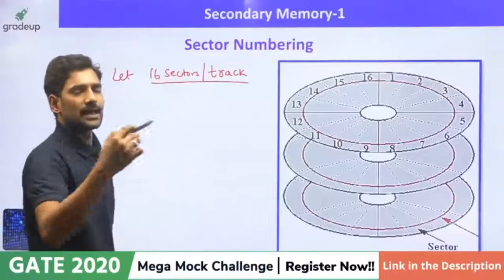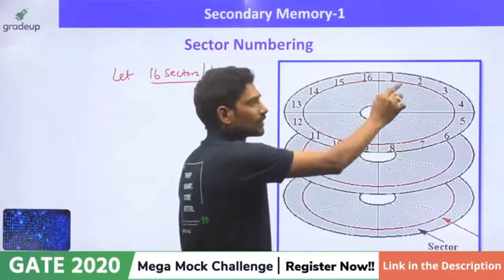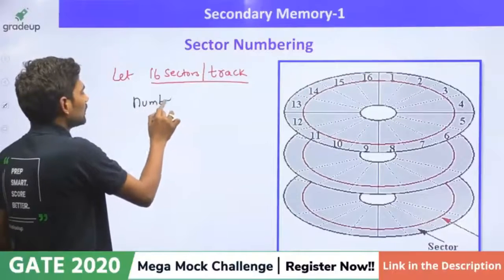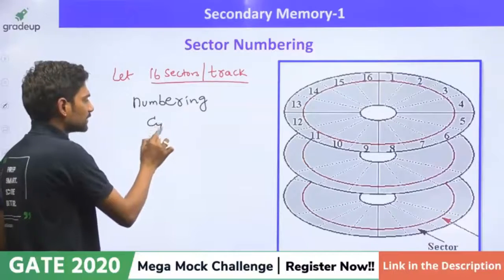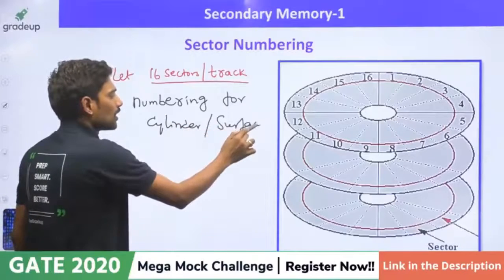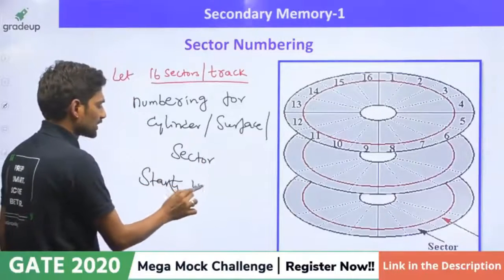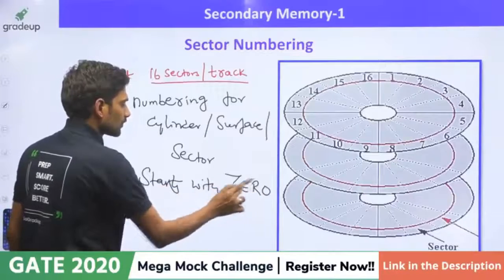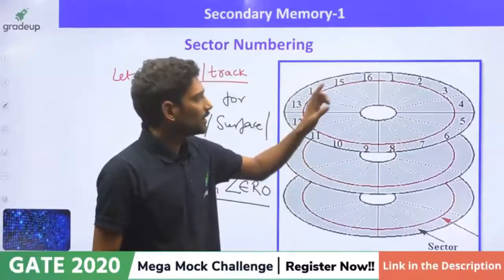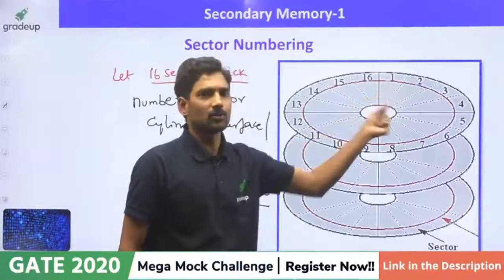So, I am assuming there are 16 sectors per track. Please observe, these are numbered. Here in this diagram it is numbered from 1, but please remember, whether you number cylinders, or surfaces, or sectors, any numbering starts with 0. In this diagram it starts with 1, but understand that any numbering starts with 0. For your simple understanding, I have represented it here with 1.